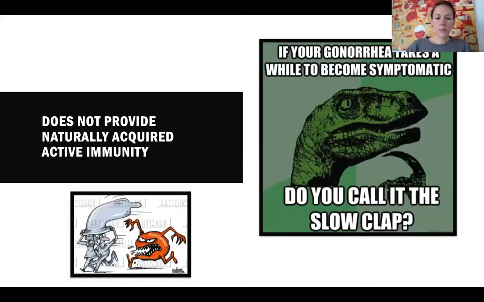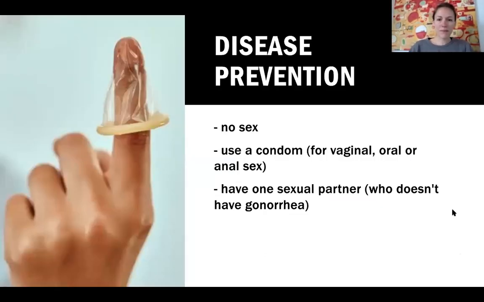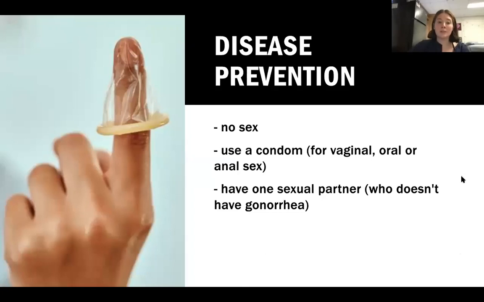Next slide, please. Even without symptoms, gonorrhea can still be passed on. Having infection once does not provide naturally acquired active immunity. It is possible to contract gonorrhea repeatedly. Next slide. The best ways to prevent gonorrhea are to not have sex, use protection like a condom for vaginal, oral, or anal sex, and have one exclusive sexual partner who does not have gonorrhea. Next slide, please.